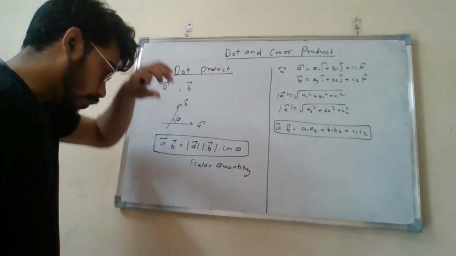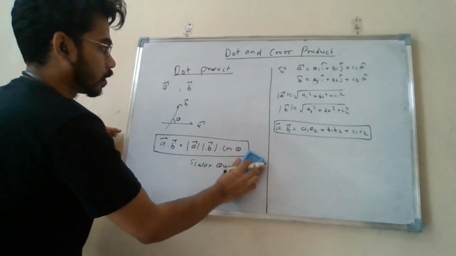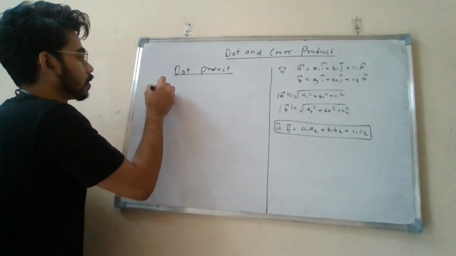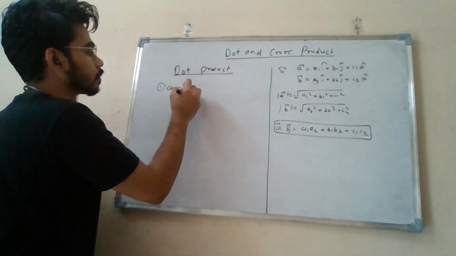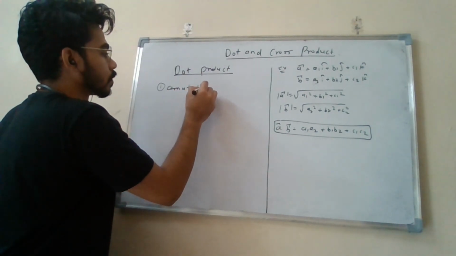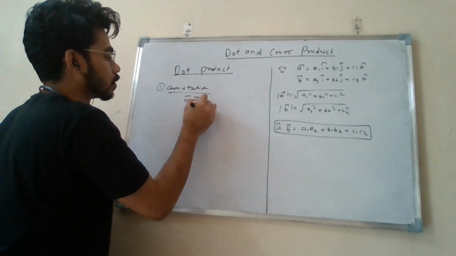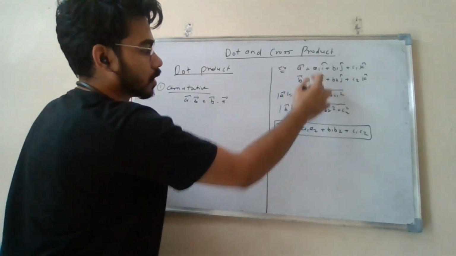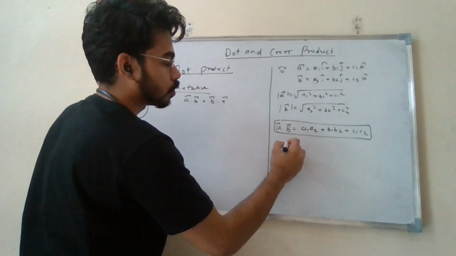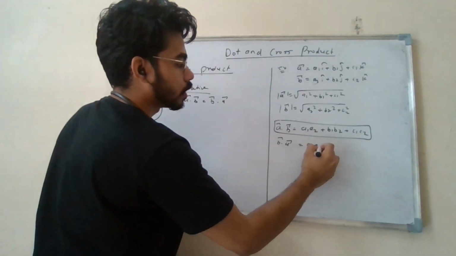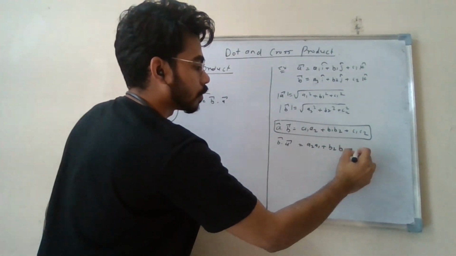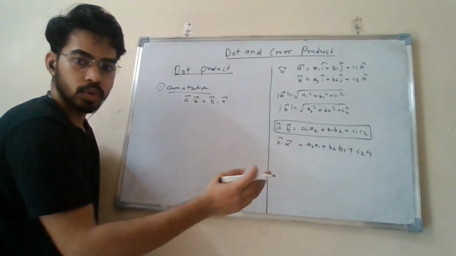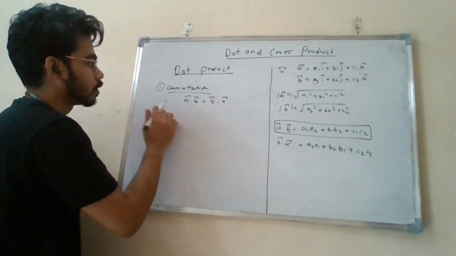Okay, so let us see some properties of dot products. My first property is that the dot product is commutative, meaning A dot B is equal to B dot A. Obviously, A dot B is A1 A2 plus B1 B2 plus C1 C2, and B dot A is A2 A1 plus B2 B1 plus C2 C1. These are scalar quantities, and A1 A2 is equal to A2 A1, so both are equal. This is my first property.